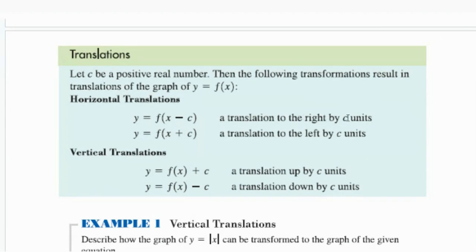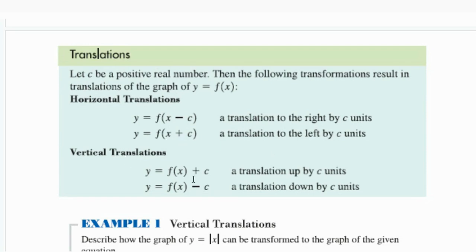That's going to move it right. So here's a little chart you can put in your notes. You can print this as your notes if you have a printer. Now c is a positive number. Let c be a positive real number. So if you have x minus a number, it's going to go right by that number, c. If you have x plus a number, it's going to go left.